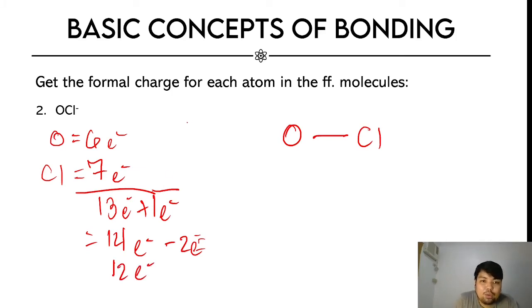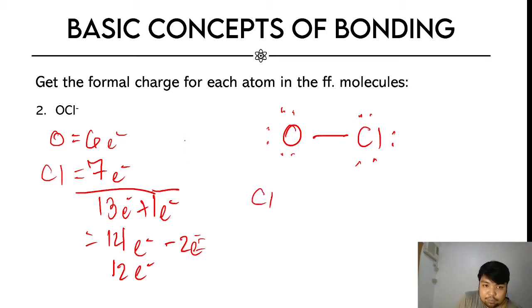So what we can do is distribute the 12 electrons evenly between the 2 atoms as lone pairs, and we now have our Lewis structure. So let's check if our Lewis structure is valid.